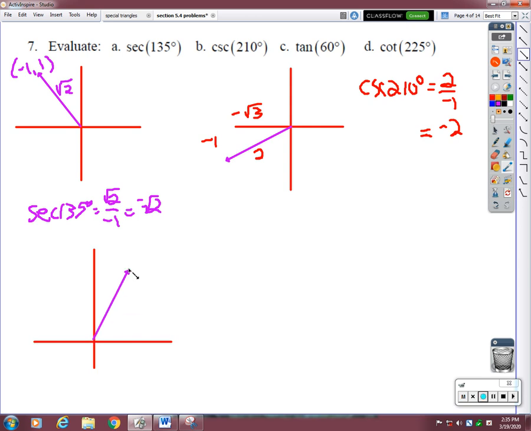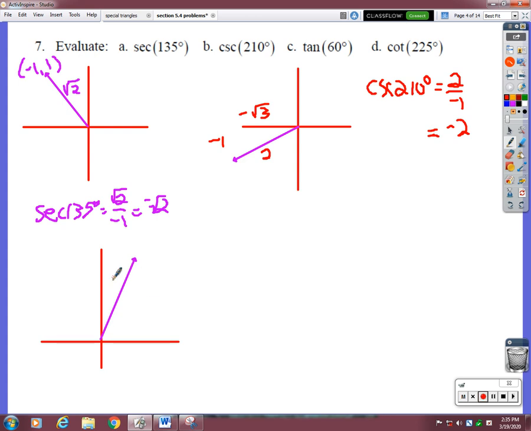Okay. Moving on, let's go tangent of 60 degrees. So tangent of 60 degrees looks like this. The 30, 60, 90, let's see, the hypotenuse is 2. This is going to be 1. That would be square root of 3. So if I want to do the tangent of 60, that is the y coordinate, so square root of 3 divided by the x coordinate, so square root of 3.